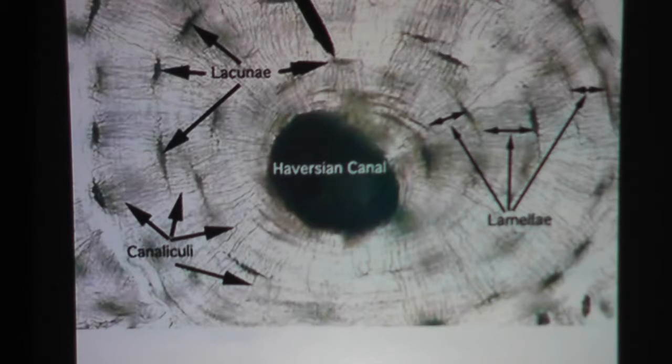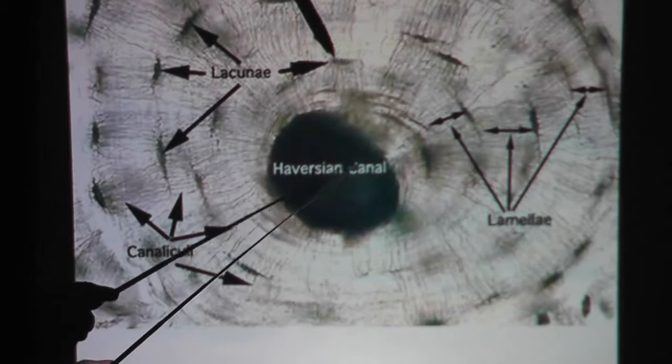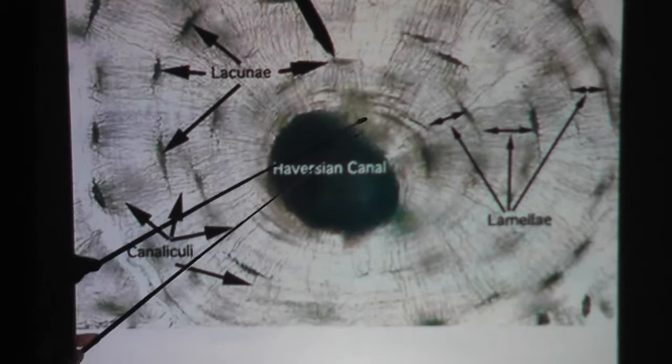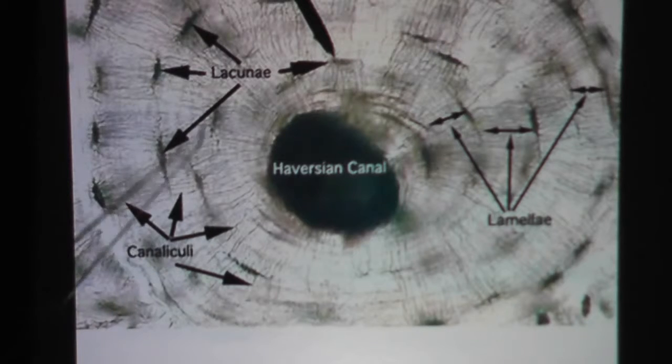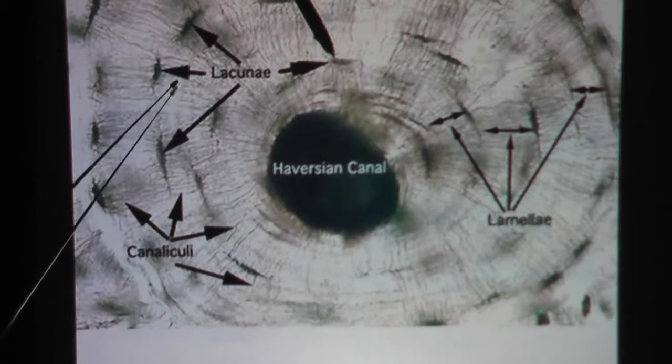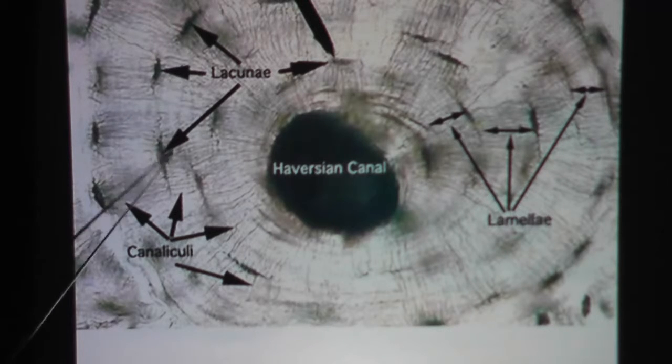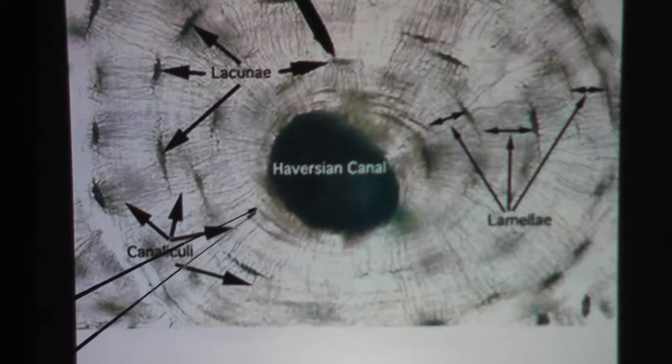Another view of just one osteon. Okay. Central canal or Haversian canal in the middle. And we have rings called lamella. In the rings we see lacunas that will house the osteocyte. And then radiating outward would be canaliculi, these fine little lines coming out of the central canal.